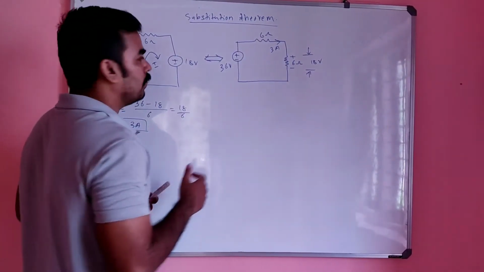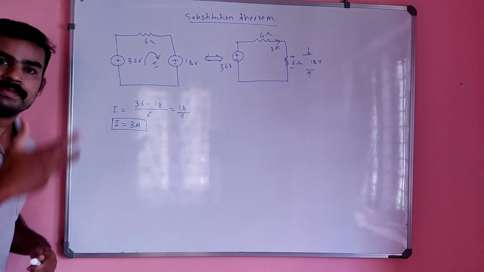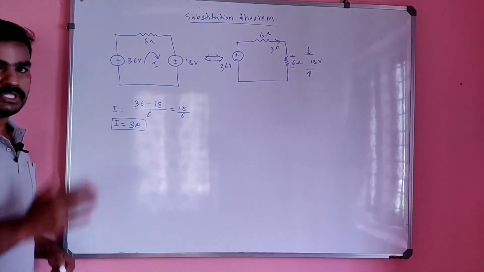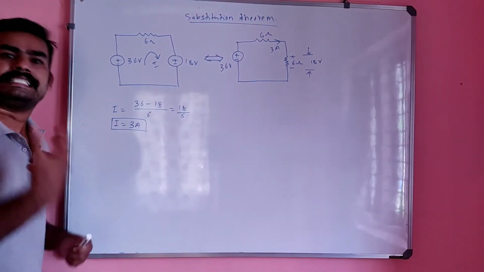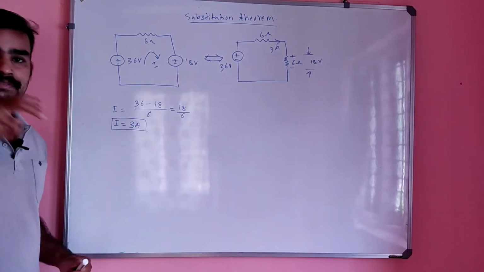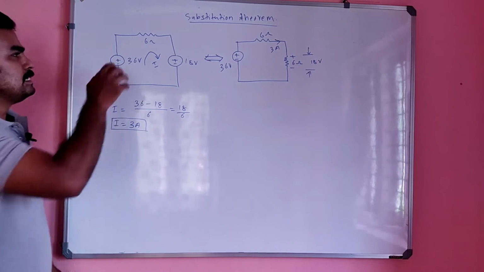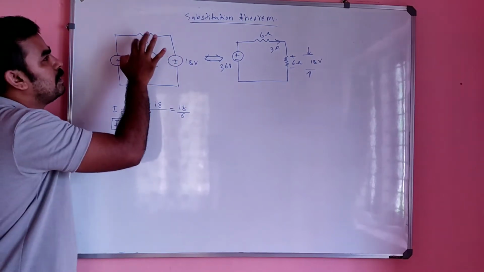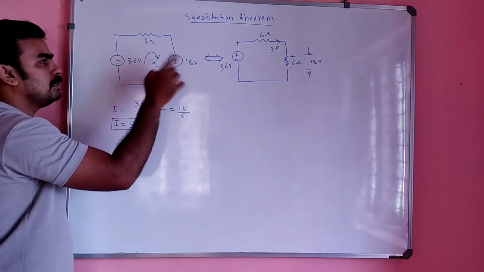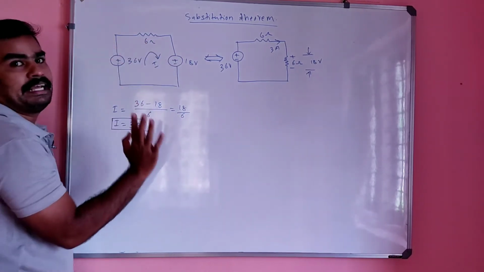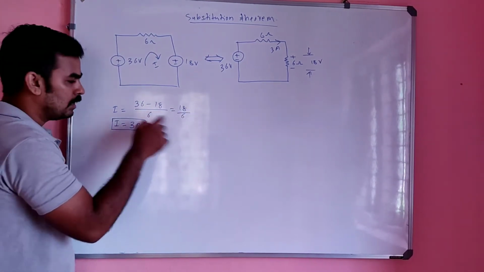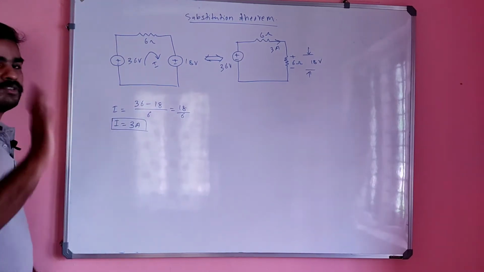A very interesting theorem and a very useful theorem in problem solving. See, the meaning of substitution theorem itself reveals something: you can substitute something instead of something. Consider a simple network of 36 volt and 18 volt connected across a resistance of 6 ohm. The current through this circuit is the difference in potential divided by the resistance, so it is 18 by 6, which is 3 ampere.